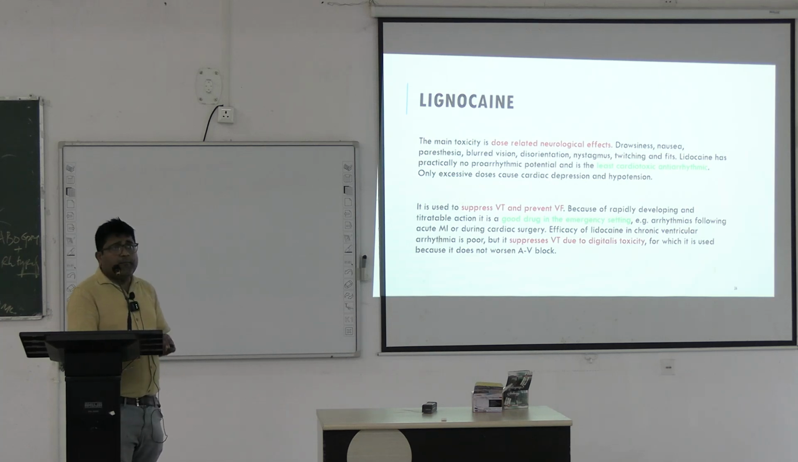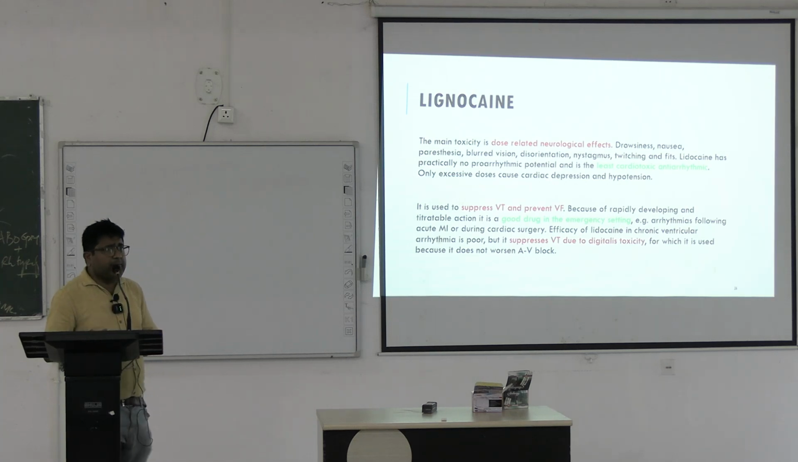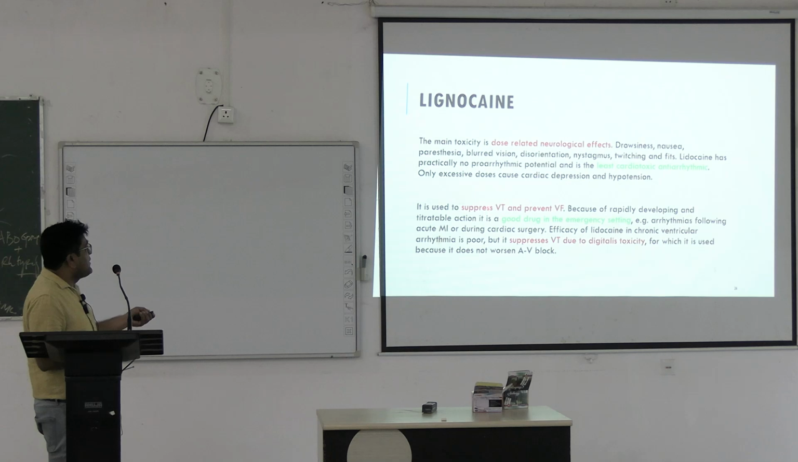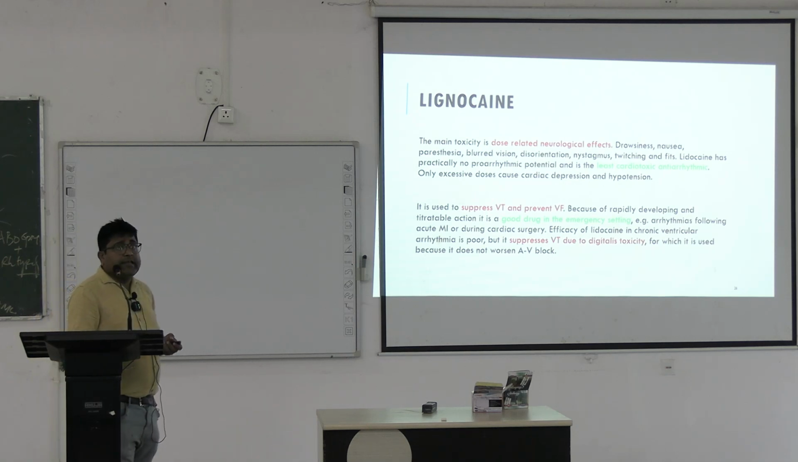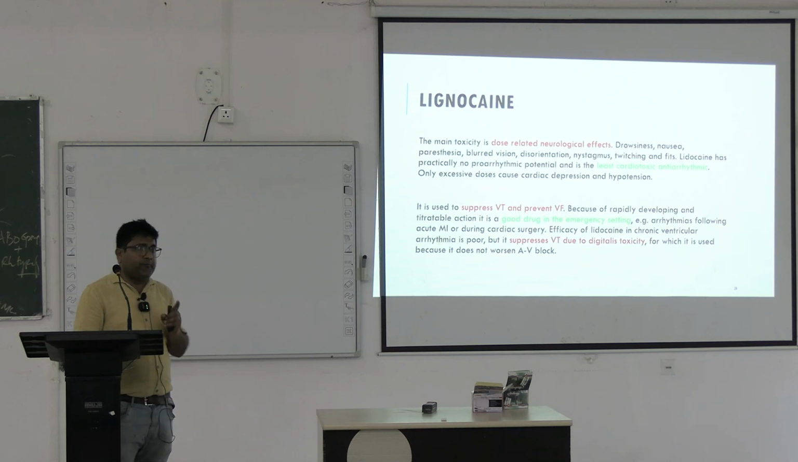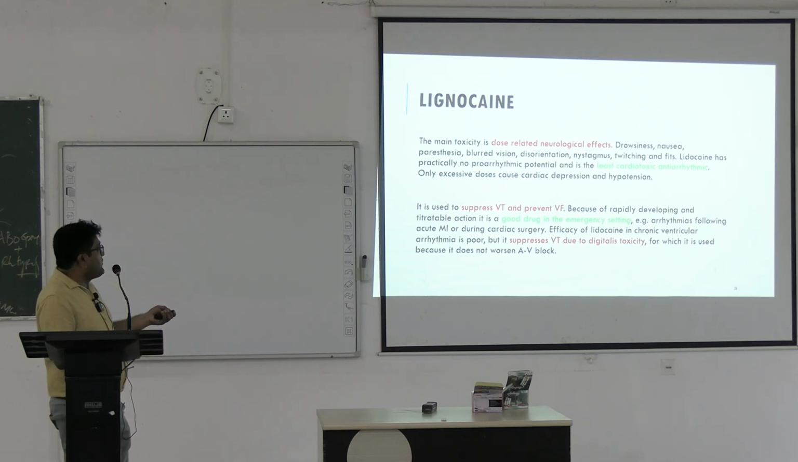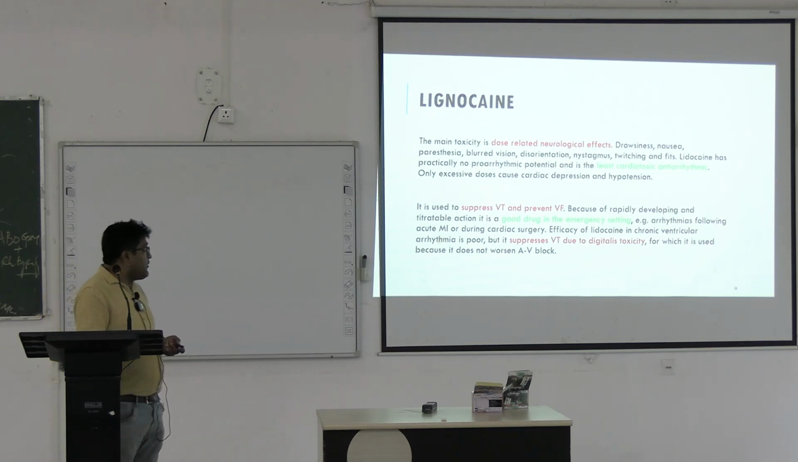The side effects: the main toxicity is neurological, like paresthesia, drowsiness, nausea, blurred vision. It is the least cardiotoxic antiarrhythmic drug. It is used to suppress ventricular tachycardia and ventricular fibrillation.